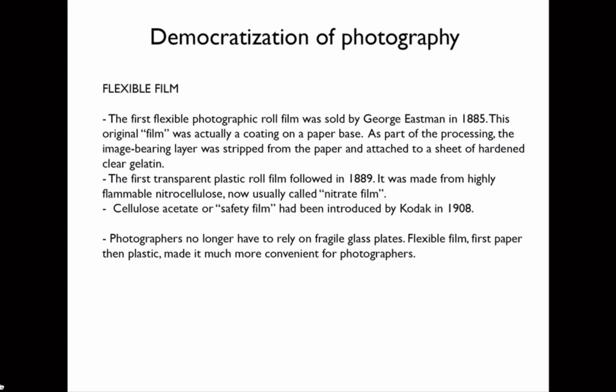So now photographers with this flexible film no longer had to rely on a fragile glass plate. Flexible film, first paper then plastic, made it much more convenient for photographers. It was not as fragile, and it was not as heavy.